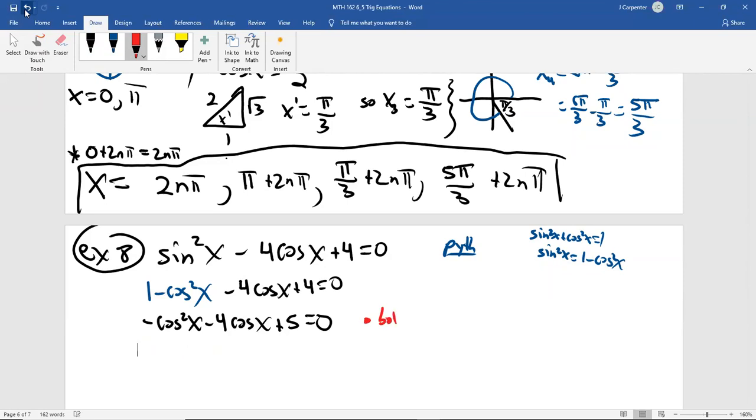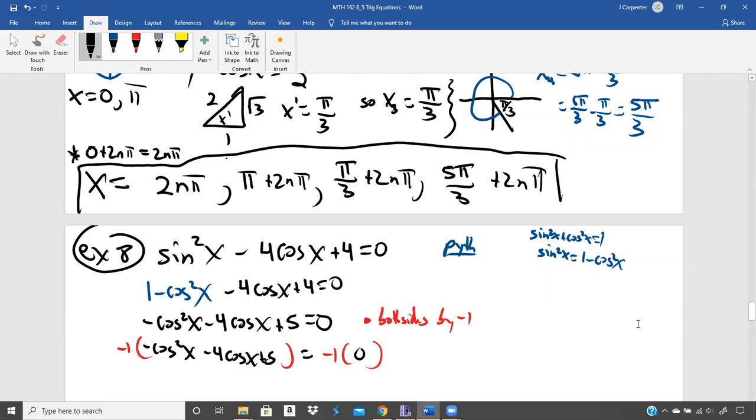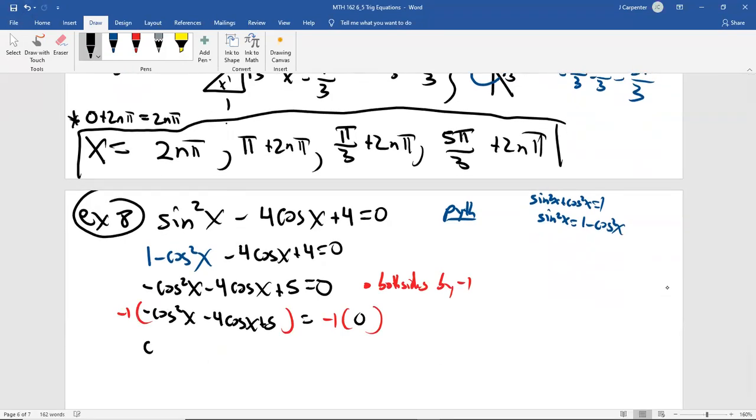Multiply both sides by -1. So we take -1 times the left, -1 times the right. This will get the same job done. Because a negative times a negative, all these signs will just switch. Now our positive term will be leading. Cosine squared x plus 4 cosine of x minus 5 equals 0, not -0. And then we can factor.